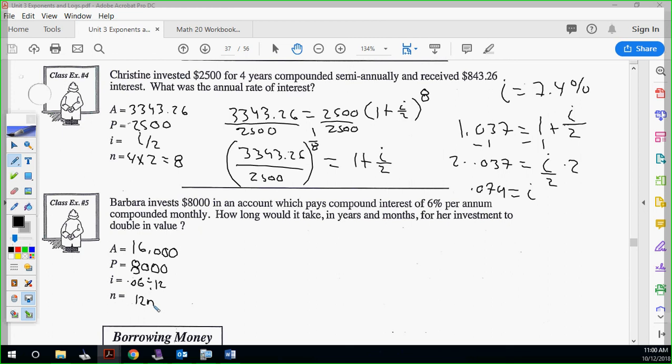Okay. So now this one, we're going to need to use our logarithm stuff from lesson 1 for applications, the one before, because we're going to have an n in the exponent. Okay. So we're going to have 16,000 equals 8,000 times 1 plus 0.06 divided by 12 is 0.005. And then we're going to have to the 12n.